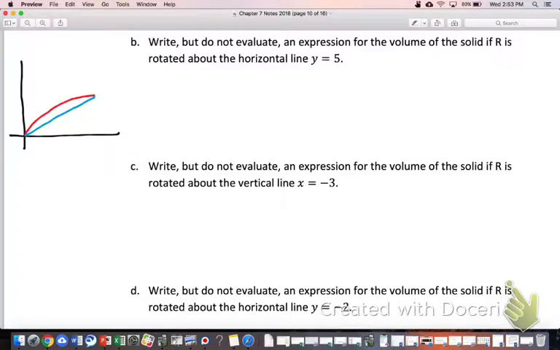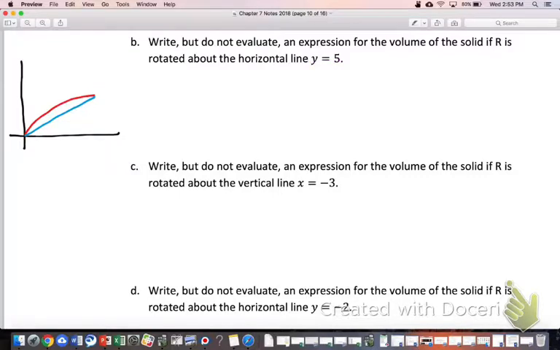It says, take that exact same region, but now we're going to rotate it around the line y equals 5. So no longer are we going to rotate around the y or the x-axis. It's going to be some other line. Whenever we move the axis of rotation around a little bit, we call this a displaced axis of rotation. So it's not the x-axis, it's not the y-axis, it's some other line.